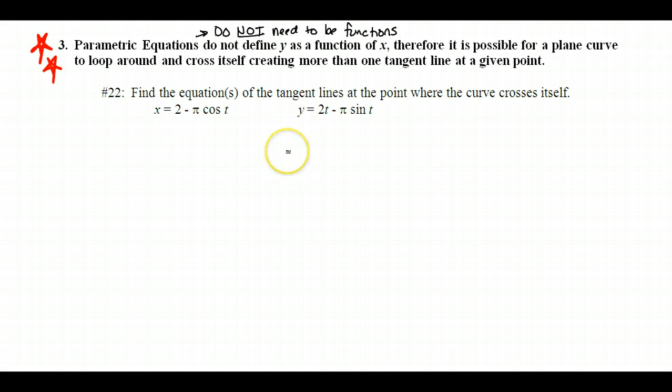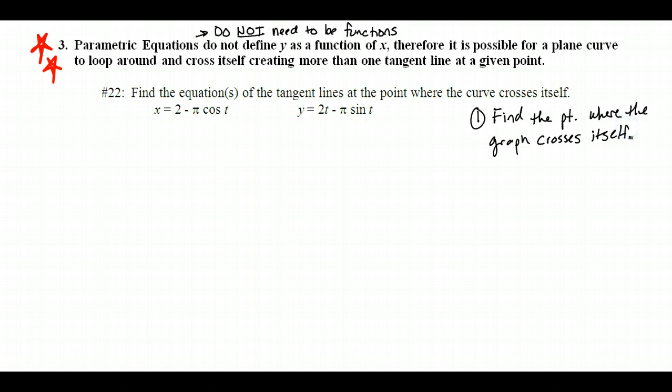Well, the first thing that I would do here is figure out where this crosses itself. Otherwise, we just have our parametric equations. So we're over here on the right side. We'll write a list of things in an order of what to do. Number one, we better find the point where the graph crosses itself.